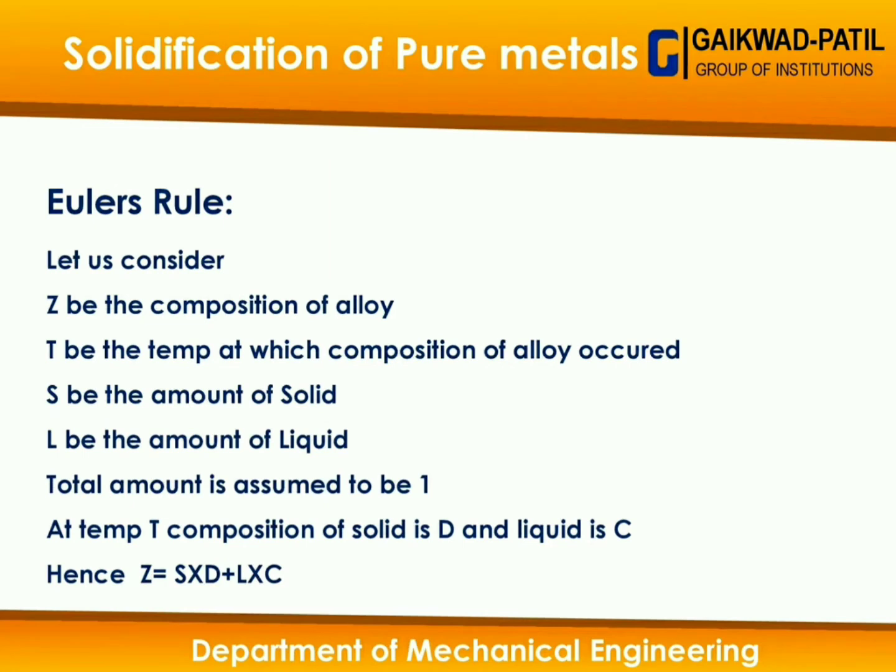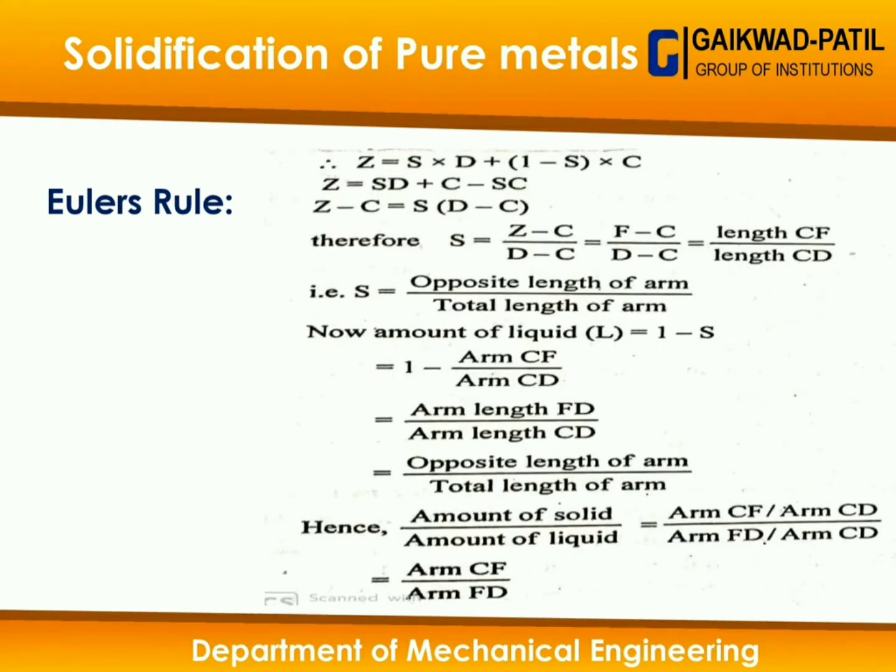So according to Euler's rule, we can write that equation as z is equal to s into d plus (1 minus s) into c. When we simplify this equation, it becomes z is equal to sd plus c minus sc, and further removing the common terms, we get z minus c is equal to s into (d minus c). Therefore we can easily calculate the amount of solid.